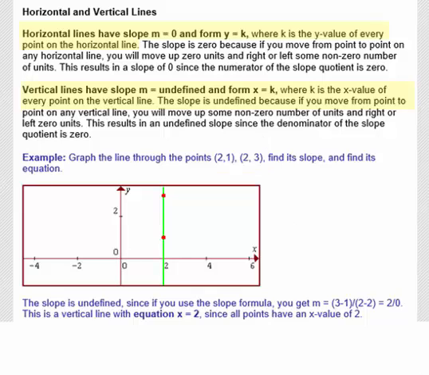In the first example, we graph the line passing through (2, 1) and (2, 3) and find its slope, and then find its equation. Well, we graph that line, and clearly it's a vertical line. And if we try and find the slope, we get (3 minus 1) over (2 minus 2), which is 2 divided by 0. Well, that's undefined. So we really can't use the point slope form because we have no slope. We just have to remember that it has the form x equal k. In this case, k is 2, so our equation is x equals 2.